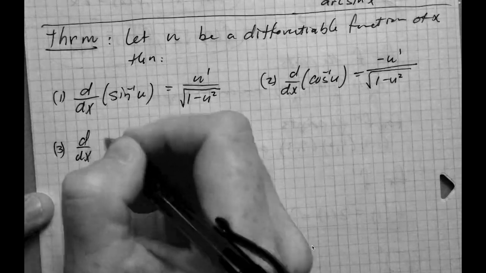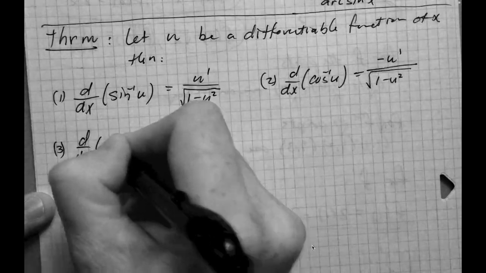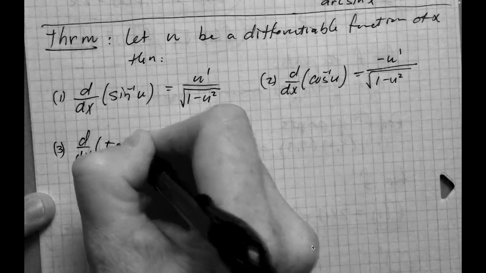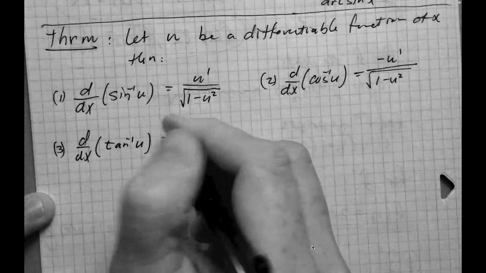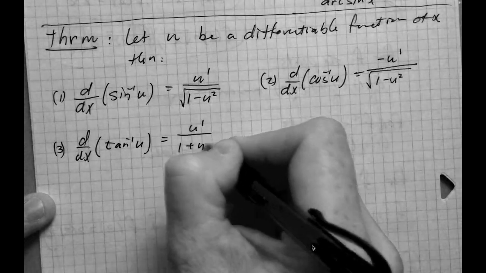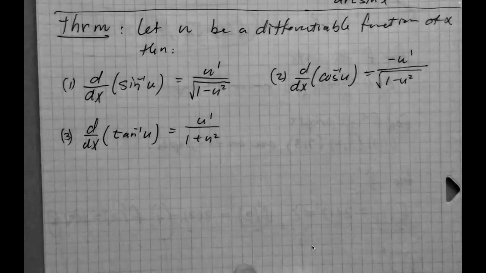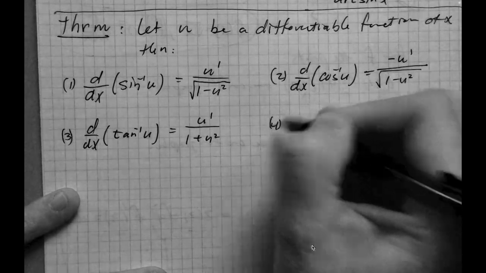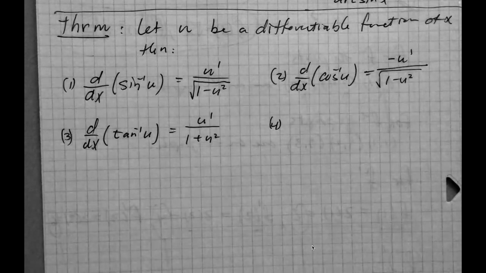Then d dx of the inverse tangent, the arc tangent, is u prime over 1 plus u squared. Right? So these are the forms that they take. U can be anything, any differentiable function of x.